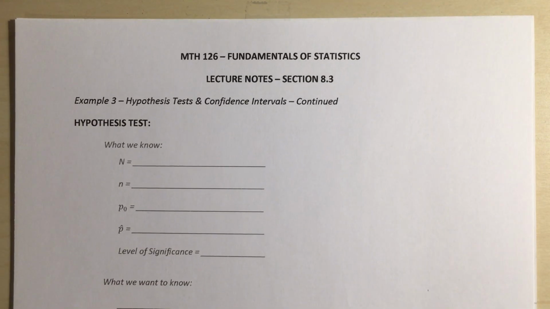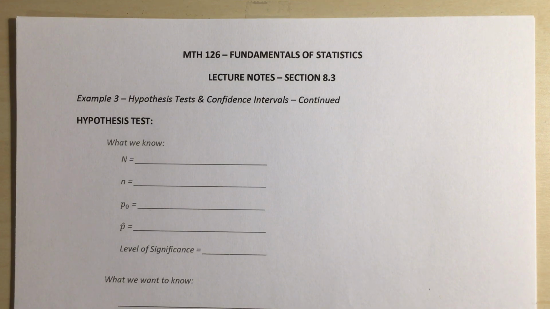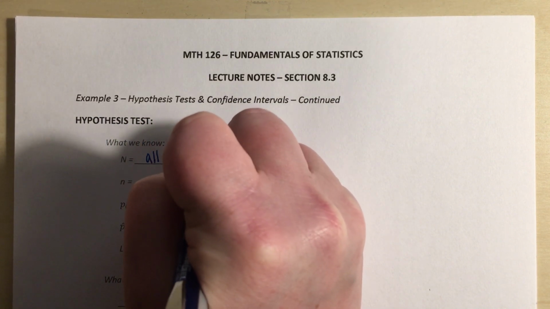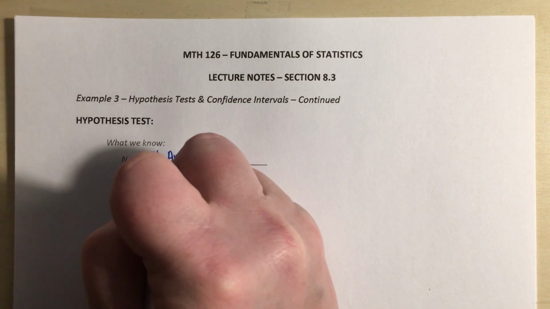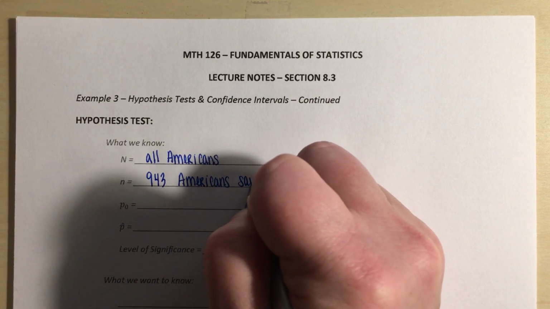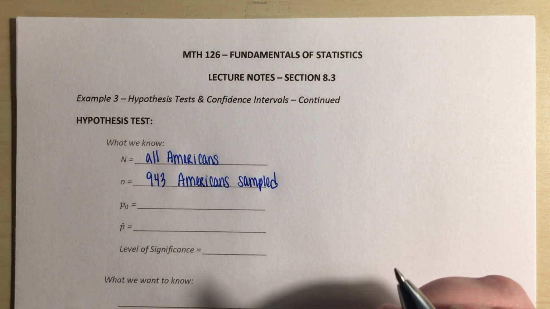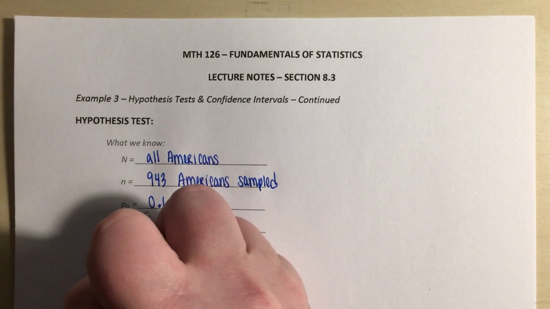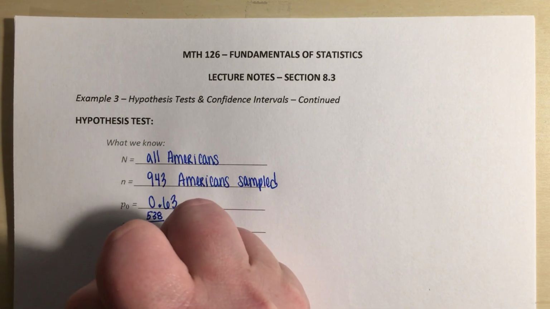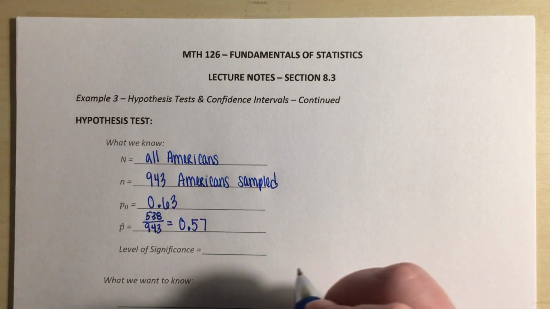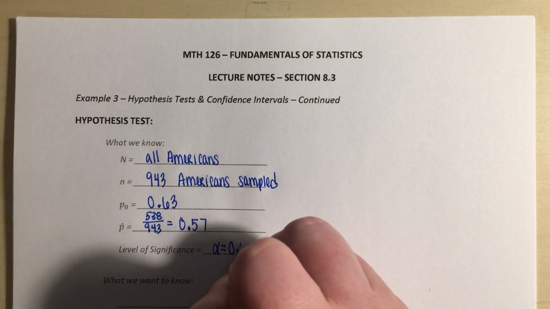All right, so we're going to start with our hypothesis test, and we're going to start by listing the things that we know. Granted, it was on that previous sheet of paper, but if we refer back to that, our population is going to be all Americans. Our sample size, our lowercase n, is the 943 Americans sampled. Our P0 is from our original statement, that was 63%. Our P hat comes from our 538 divided by 943, which is 0.57 or 57%. Our level of significance, our alpha, equals 0.05.